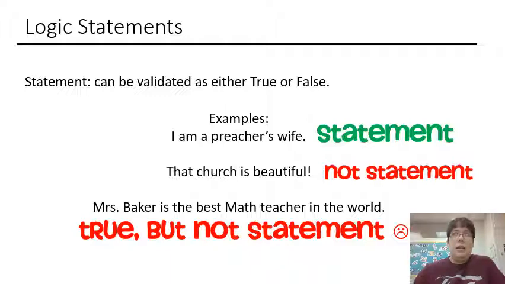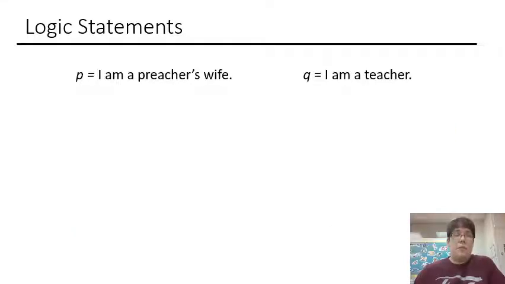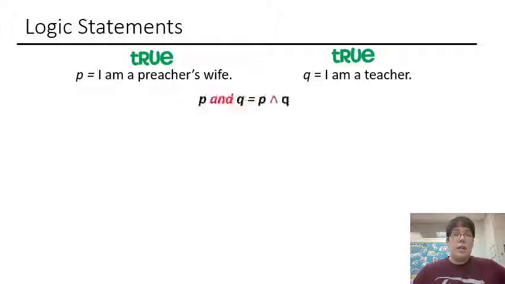All right, so now let's look at what we can do with these statements. Okay, so let's take 2 statements that pertain to me that are true, and we're going to see what we can do with connecting them with different operations. So we're going to let P be the statement, I'm a preacher's wife, and we're going to let Q be the statement, I'm a teacher. And we are going to look at both of these true statements, and we are going to combine them with the word and, that's a very important joining.